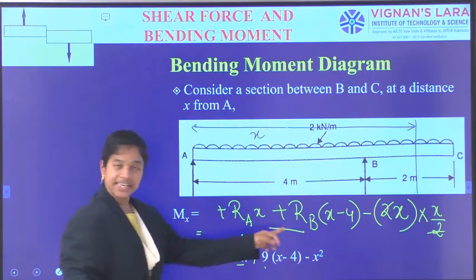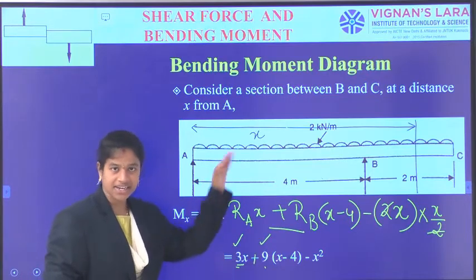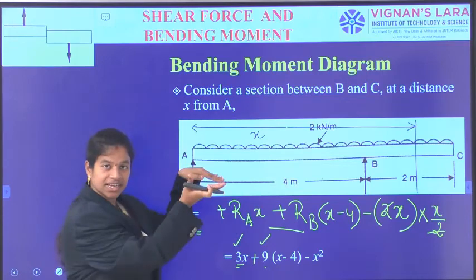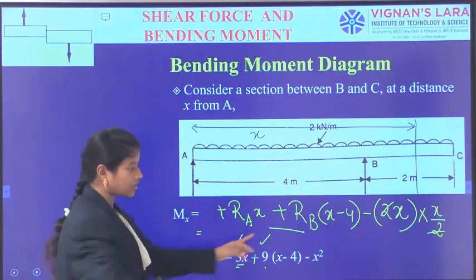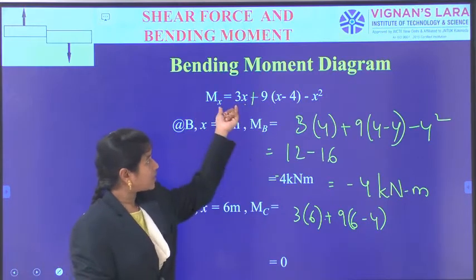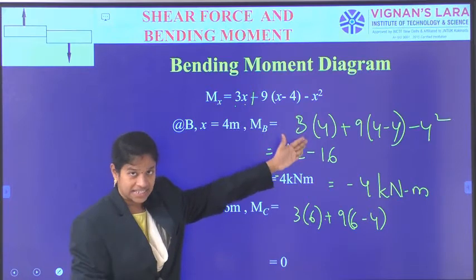The generation of this equation was correct: 3x plus 9 into x minus 4. Both are generating in the sagging direction only. About the section line, these two forces are generating sagging, and the UDL is generating hogging. This condition was okay. And the corresponding answer, we have got 3 into x plus 9 into x minus 4 minus x square, as it is correct.